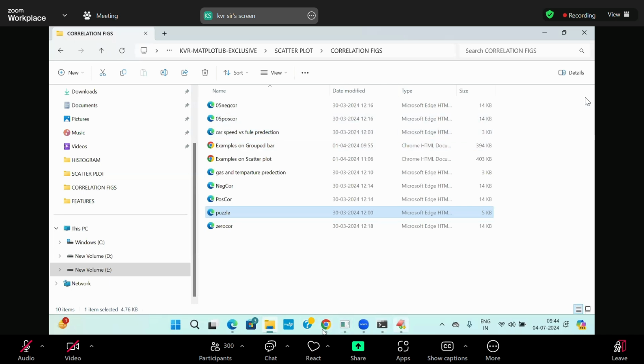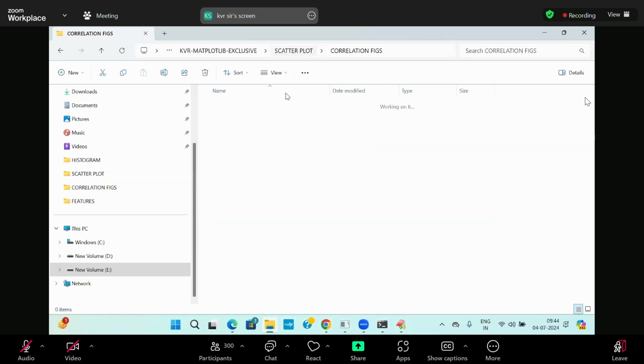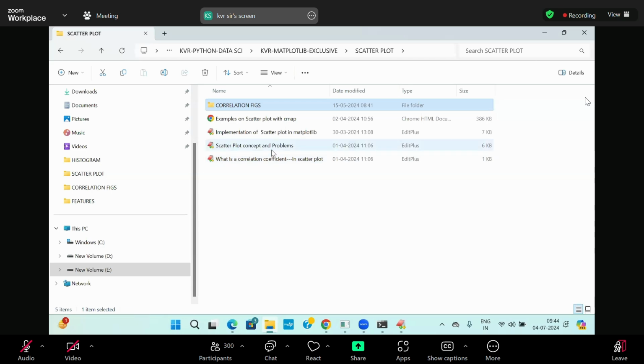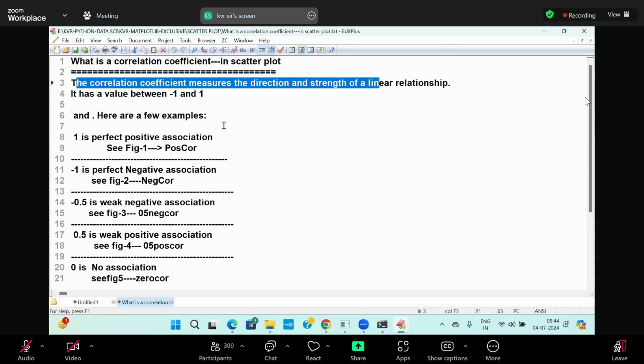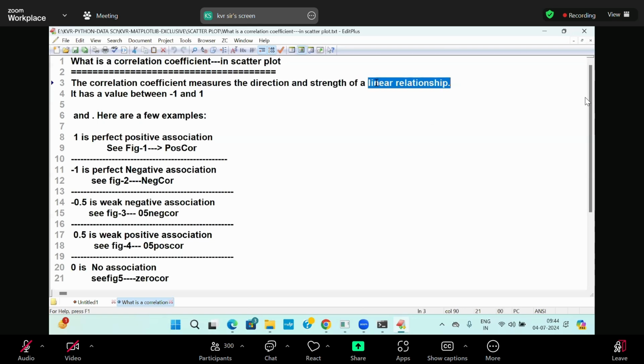So I'm going to show you the concepts of it once, then I will move further. I'm going to take scatter plot implementation, and I will show you the correlation coefficient. What is the correlation coefficient? First time explaining that: the correlation coefficient measures the direction and strength of the linear relationship between two variables. That is known as what? Linear relationship. Are you following me?